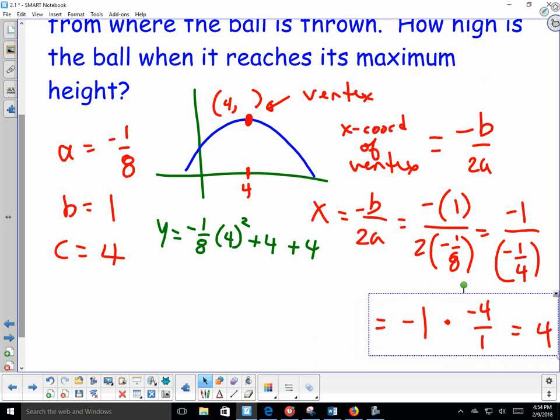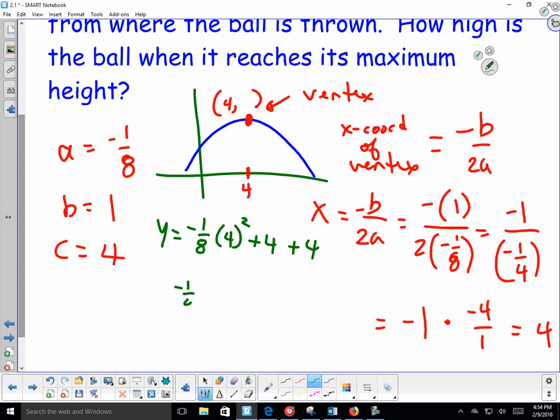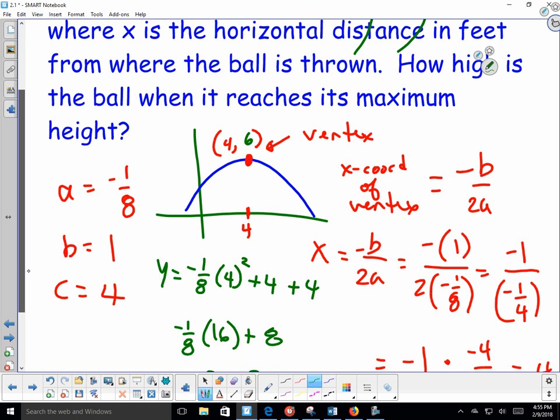And so when I do that, I end up getting negative 1/8 times 16 plus 4 plus 4, that's really plus 8. I'm sorry, negative 1/8 times 16 is a negative 2, plus 8 is equal to 6. So that means our y-coordinate should be 6 at the vertex. So the maximum value of this vertex is 6. And so the maximum height that this ball reaches is 6 feet. All right, so it gets up to 6 feet in the air.